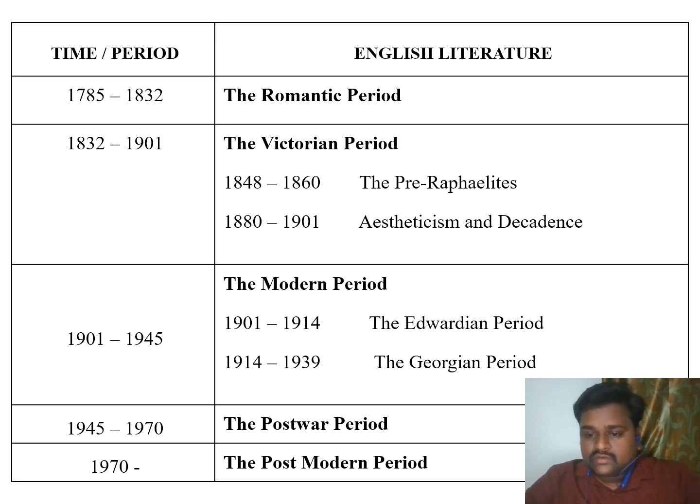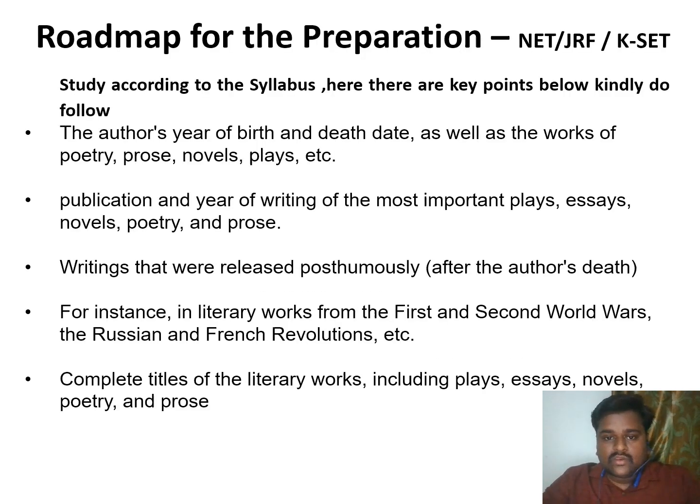And after that, 1830 to 1901, the Victorian period, divides into 2 parts, the Pre-Raphaelites, Aestheticism and Decadence. Again 1901 to 1944, the Modern period, the Edwardian period, the Georgian period, then 1945 to 1970, the post-war period, and 1972 onwards, the post-modern period. This is the age-wise syllabus of English literature.